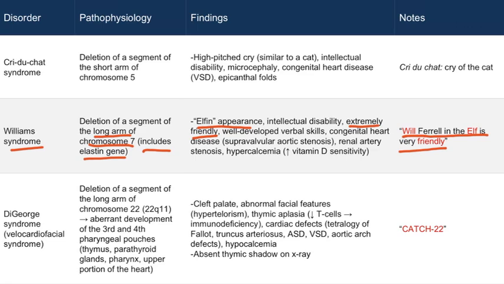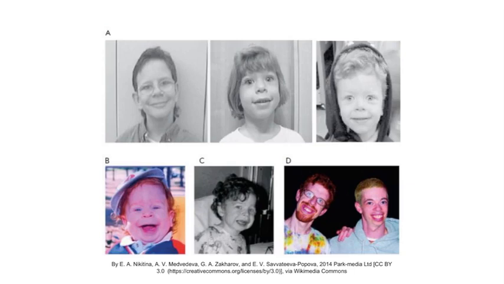increased vitamin D sensitivity. This is an image of several individuals with Williams syndrome. Notice that they generally appear very happy. They also tend to have broad foreheads, full cheeks, and short noses, giving them the characteristic elfin appearance.